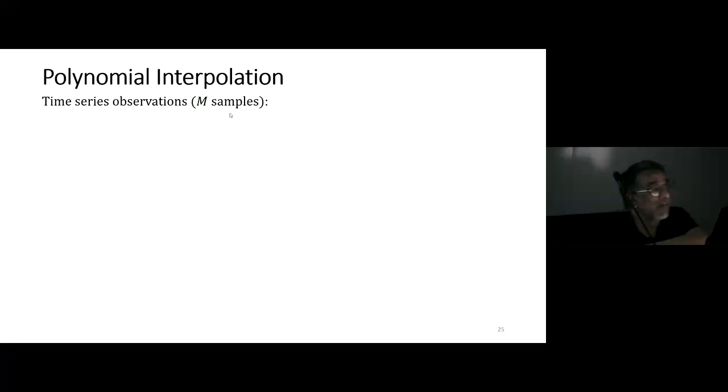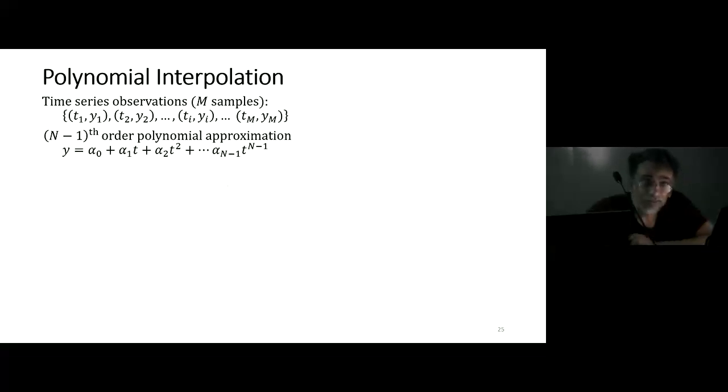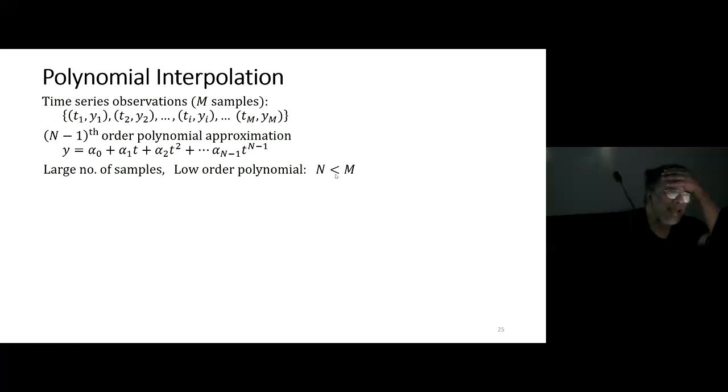In general, we have, let's say, m samples, t1, y1 until tm, ym. Instead of a quadratic, we want to fit an n minus 1th order polynomial. So we want y equals alpha naught plus alpha 1 t plus alpha 2 t squared until alpha n minus 1 t to the n minus 1. We want to fit this polynomial, and this is the set of samples that we have. We have plenty of samples, and the polynomial is of low order, quadratic or cubic or something. So n is less than m.